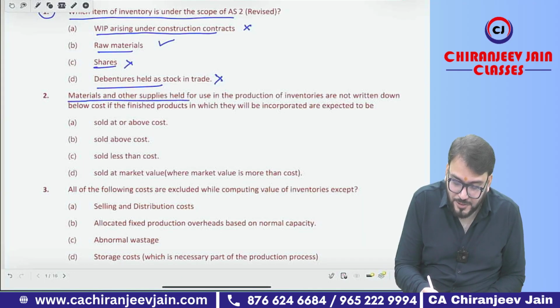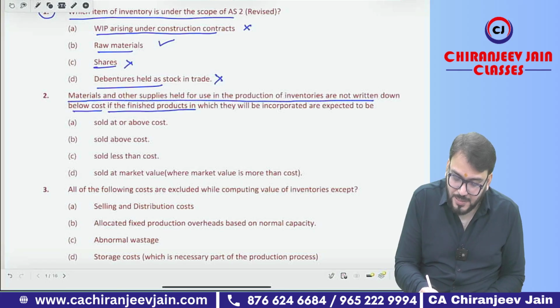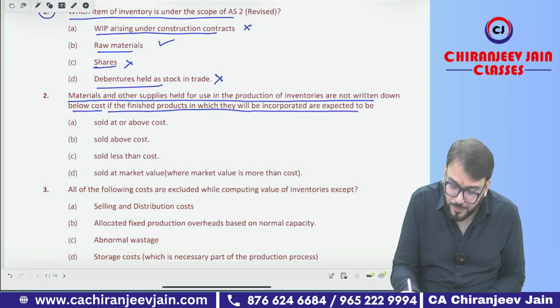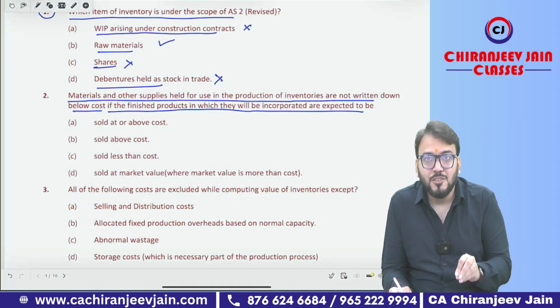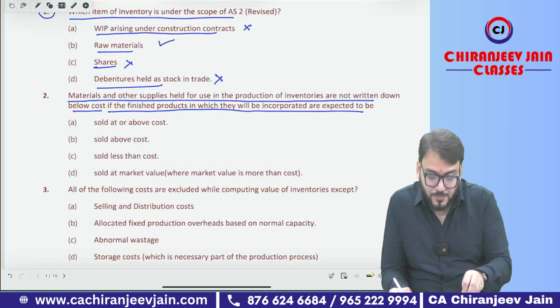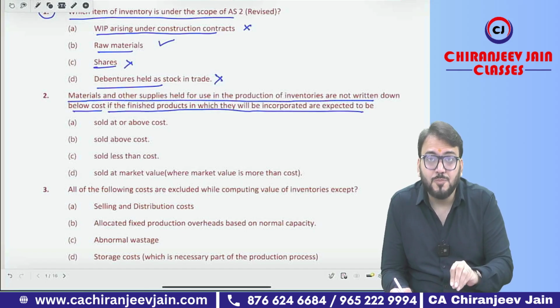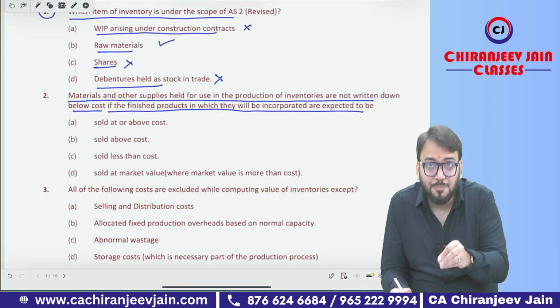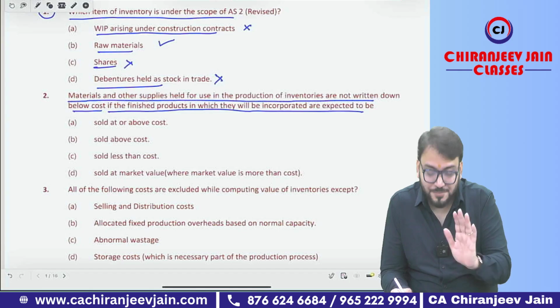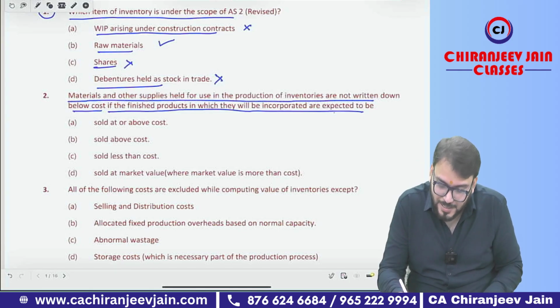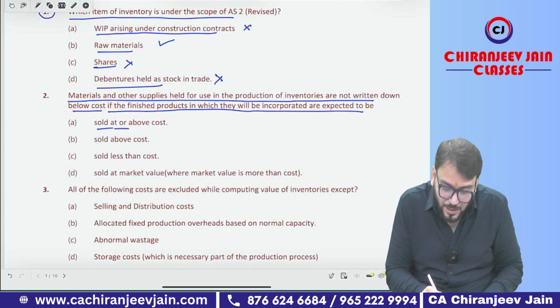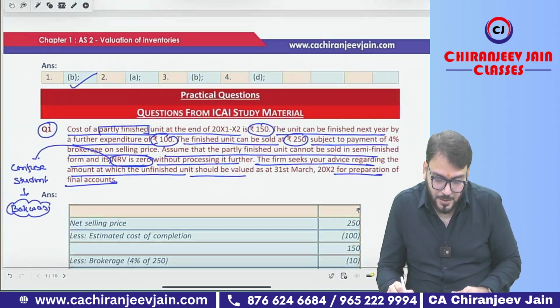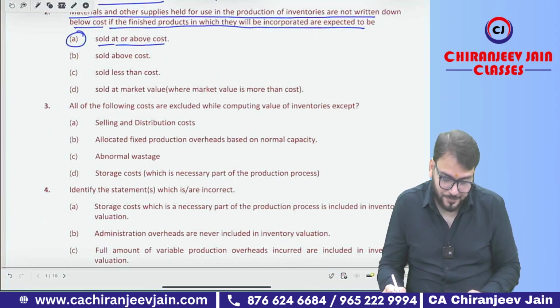Materials and other supplies held for use in the production of inventories are not written down below cost if the finished products in which they will be incorporated are expected to be sold at or above cost. This is nothing but raw material. So raw material will not be written down below its cost. It will be valued at cost price if the finished goods are expected to be sold at a profit, more than cost. At or above cost. Option number A is correct.